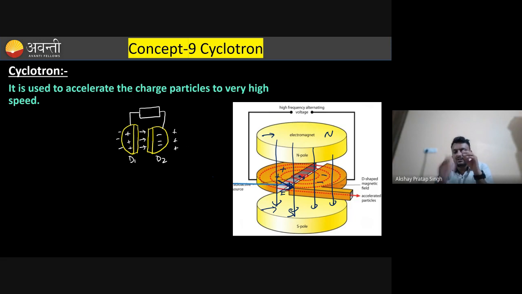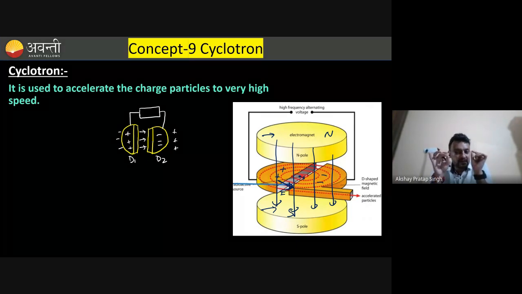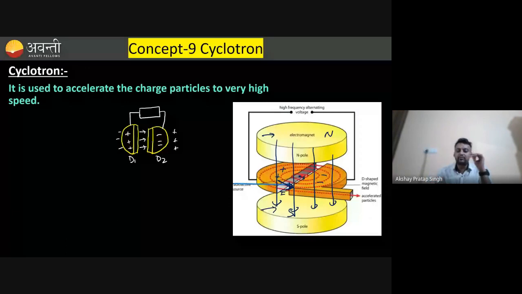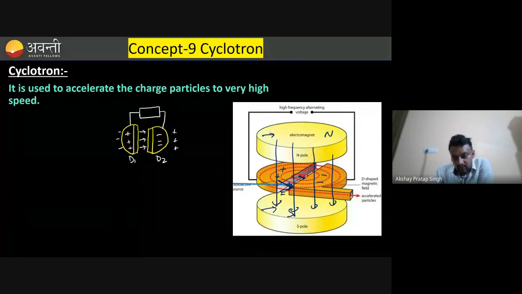And as soon as it enters the D, there is no electric field, because the electric field inside the conductor is zero. That means there is only the magnetic field acting, and this magnetic field will try to rotate it in a circular path, and the particle will start moving in a circular path like this.